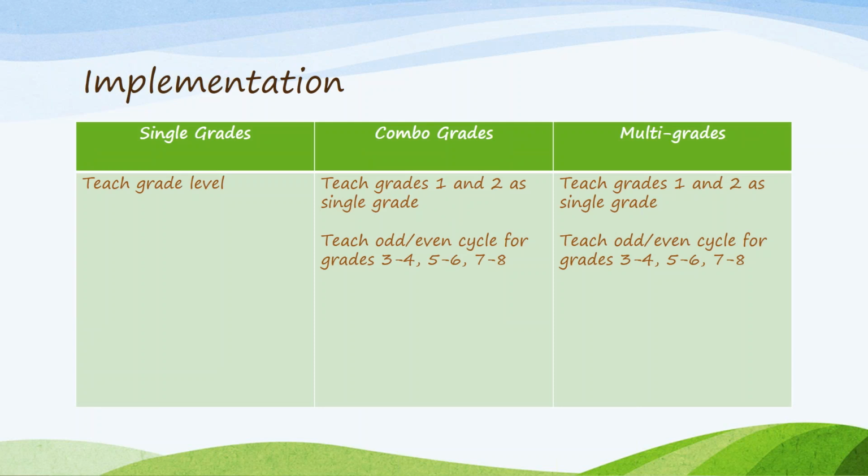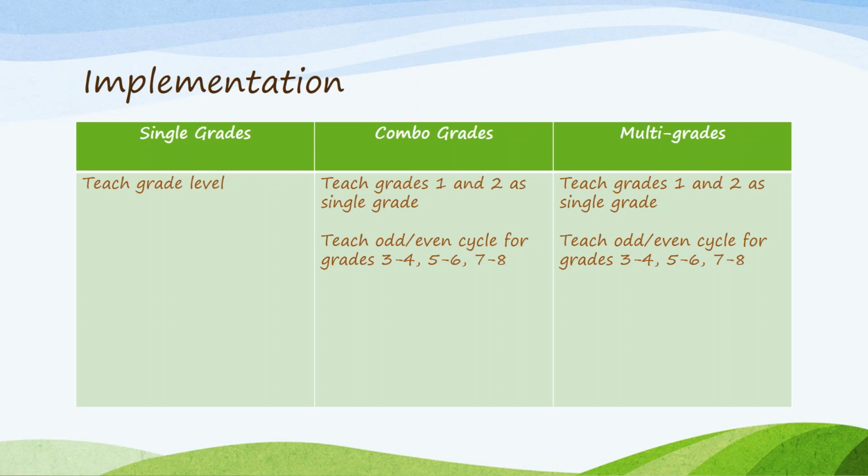This has already been mentioned, but in terms of the grade levels that you teach, if you teach a single grade, you will of course implement the HEROES DLG for that particular grade level. If you teach combo grades, you're going to teach grades 1 and 2 separately, just because of the nature of the skills at those grade levels. But if you teach combos of 3, 4, 5, 6, 7, 8, you'll use the odd-even cycle.